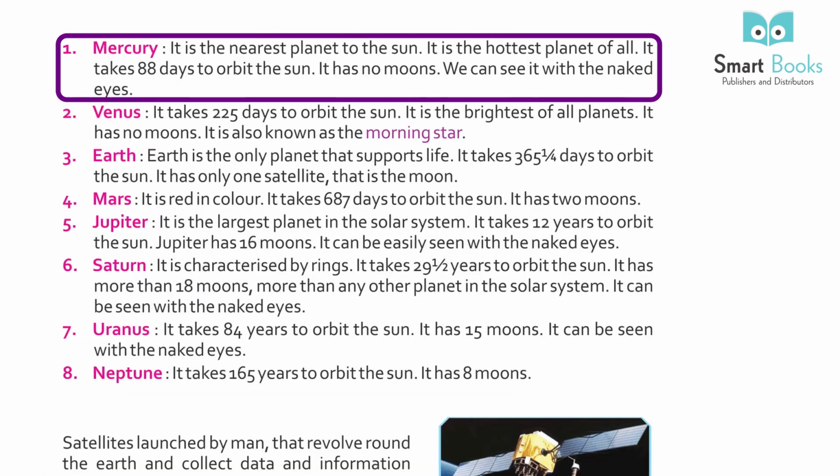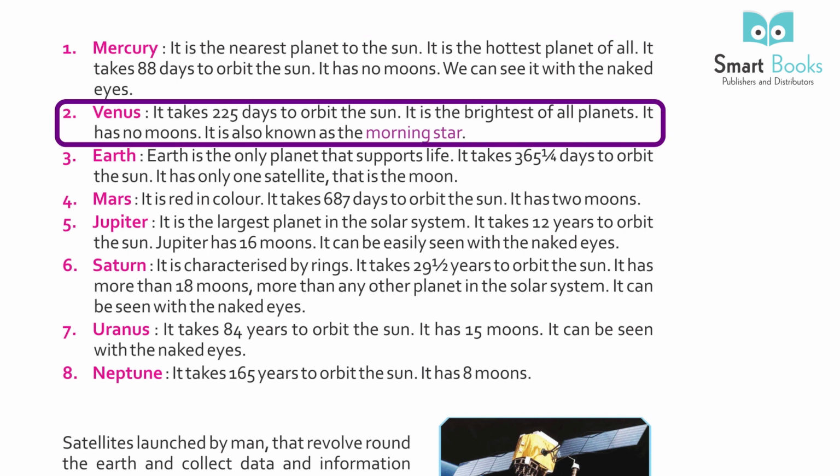1. Mercury. It is the nearest planet to the sun. It is the hottest planet of all. It takes 88 days to orbit the sun. It has no moons. We can see it with the naked eye. 2. Venus. It takes 225 days to orbit the sun. It is the brightest of all planets. It has no moons. It is also known as the morning star.